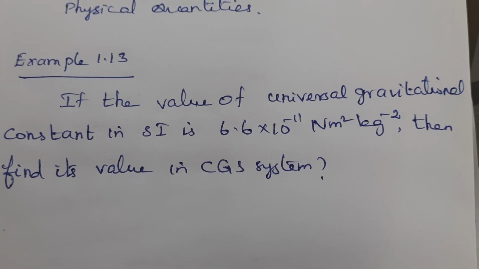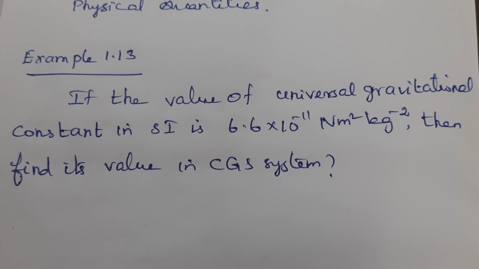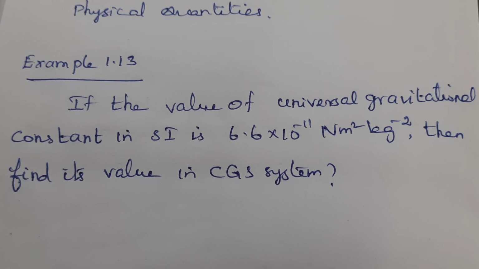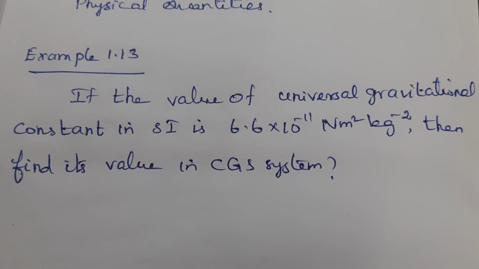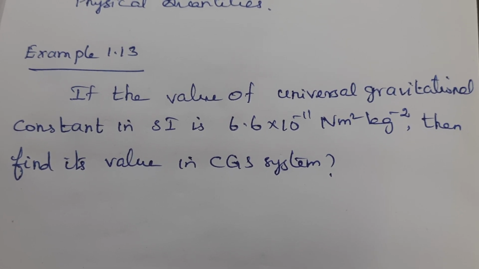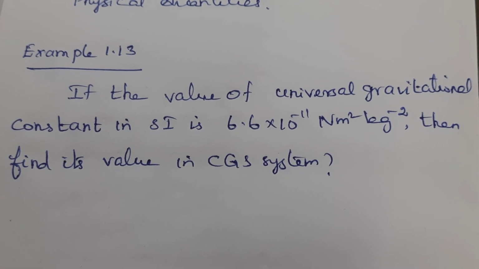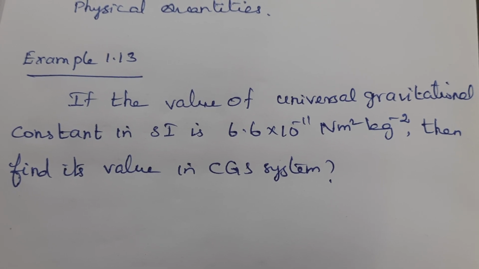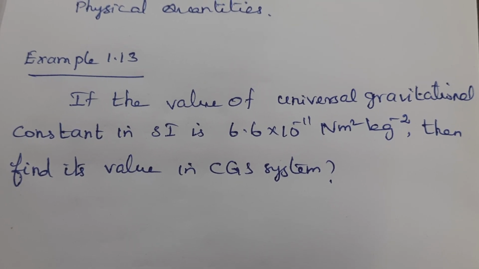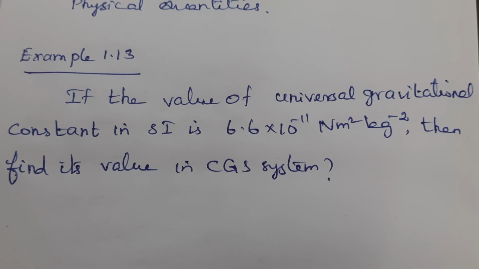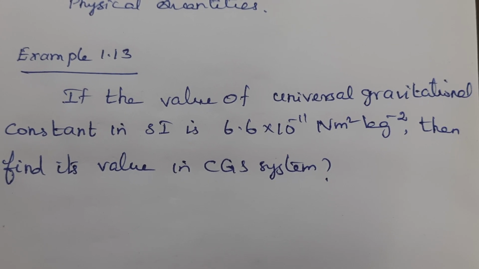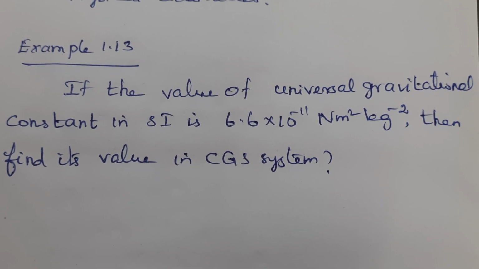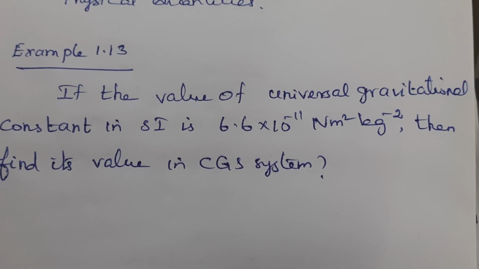In yesterday's class, you have learned about the first use with an example. That is example 1.12. Convert 76 centimeter of mercury pressure into Newton meter raised to minus 2 using the method of dimensions. It was a very important question. Similar to that problem, the second problem we can discuss today.